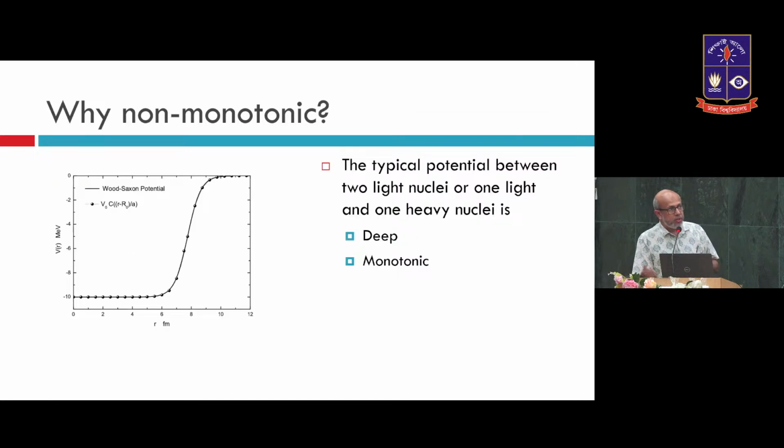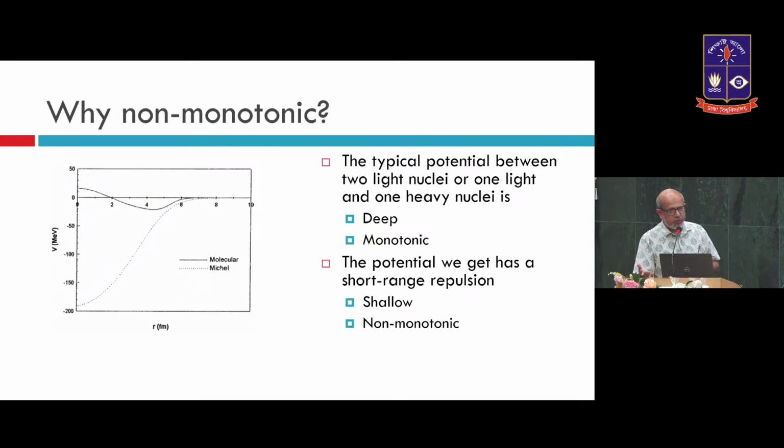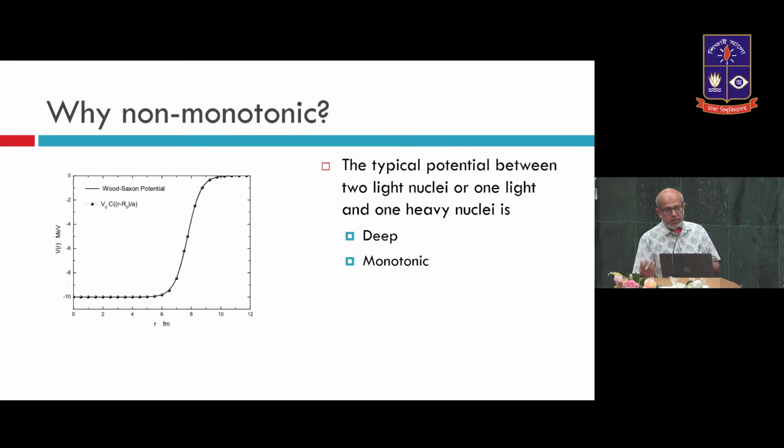The typical potential between two light nuclei, as we have read in textbooks, follows the nuclear matter distribution, because the nuclear force is short-ranged. So it should be like this, a Woods-Saxon form, familiar from our textbooks. It's deep and monotonic. These two terms are to be remembered, because the potential we will be talking about is not deep and it's not monotonic.